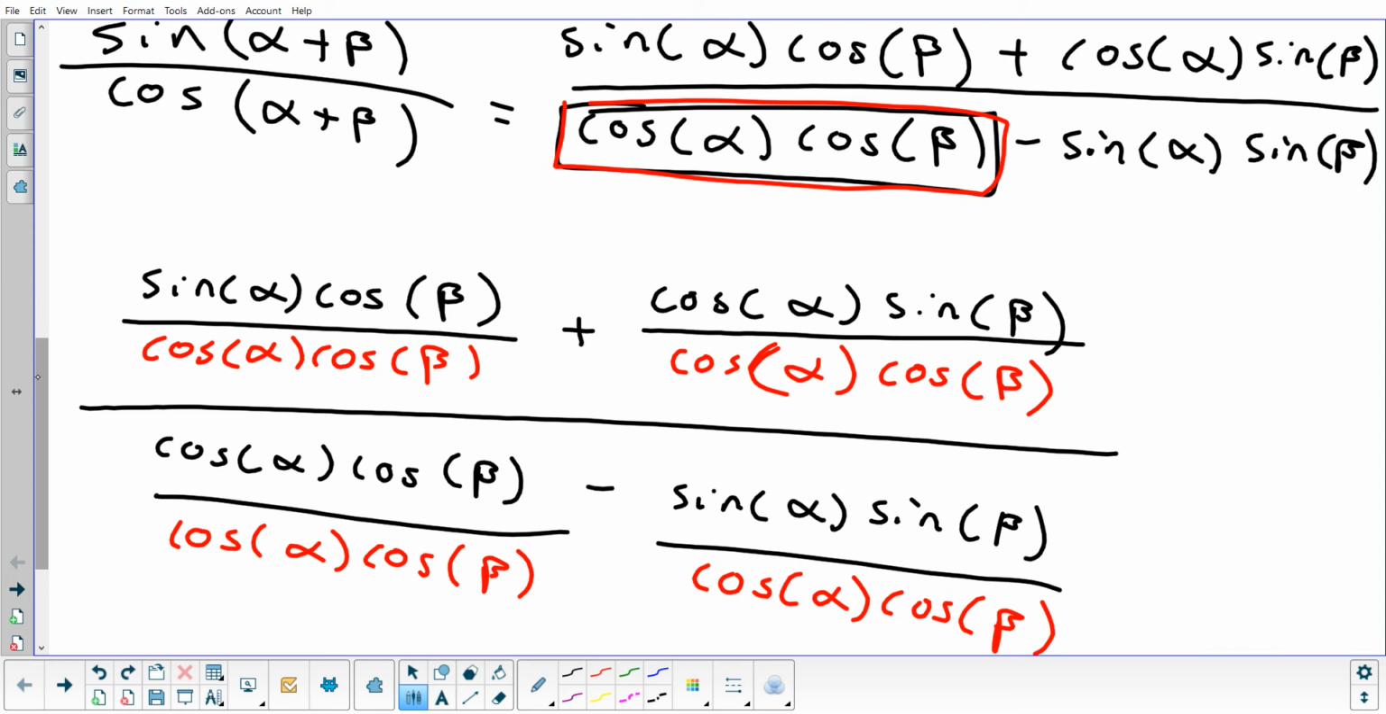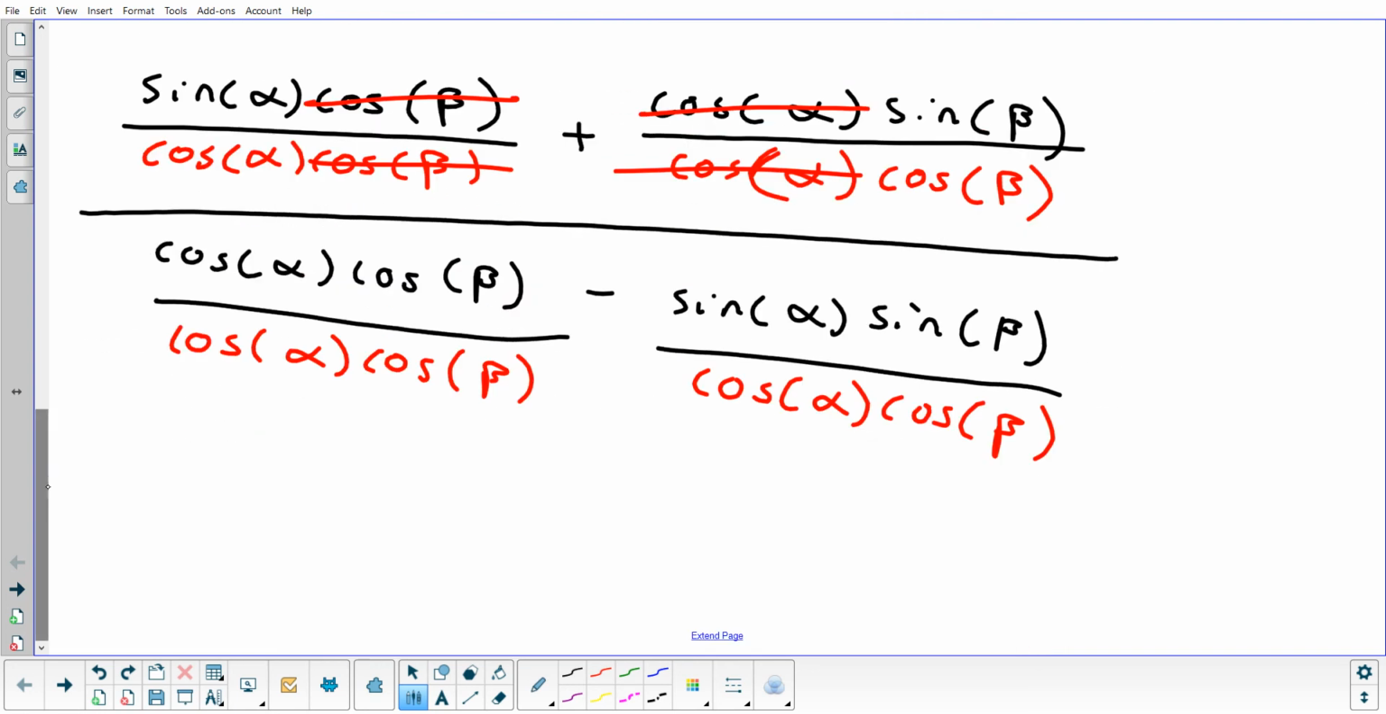Anybody see something that's going to happen there? Cosine beta, and cosine. Those are gone. Okay, let's go to the one in the upper right. Anybody see anything that's going to cancel there? Cosine alpha. Okay, that's gone. Let's check the lower left. Anything that's going to cancel there? All of it.